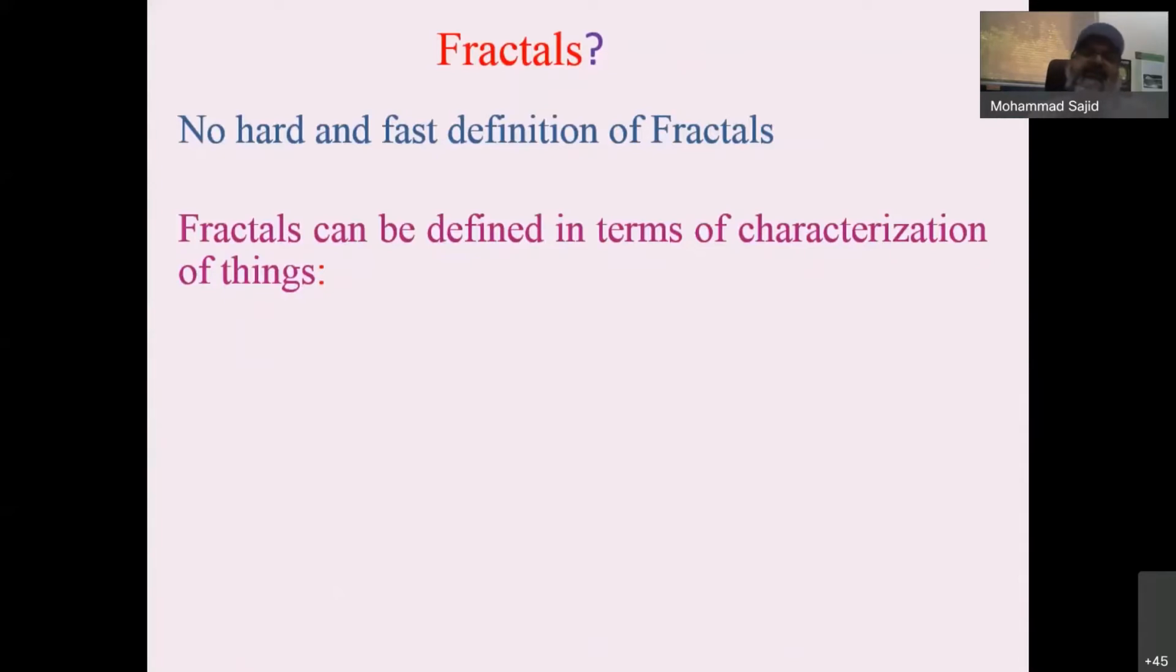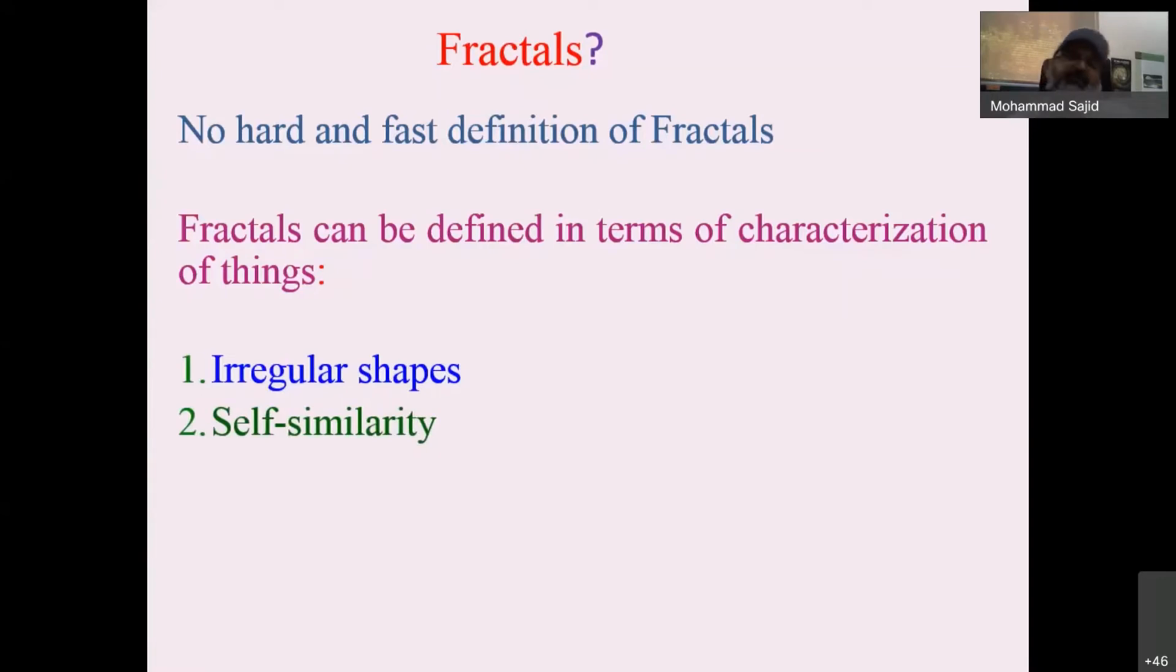Fractals can be defined in terms of characterization of things. Fractal theory is in a developing stage, so every few years we have something more inside fractals. Some more results are found in different ways, a new kind of fractal. These may be irregular shapes. Sometimes when we see an irregular shape, that may be a fractal. There will be self-similarity, though an irregular or self-similar shape may not be a fractal. We have some things to say these are fractal.